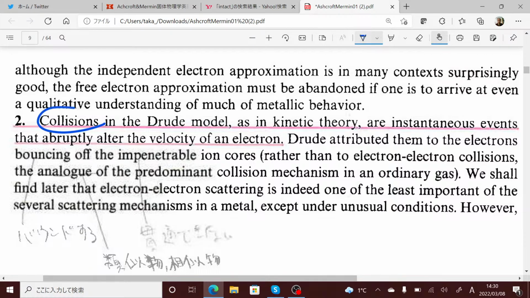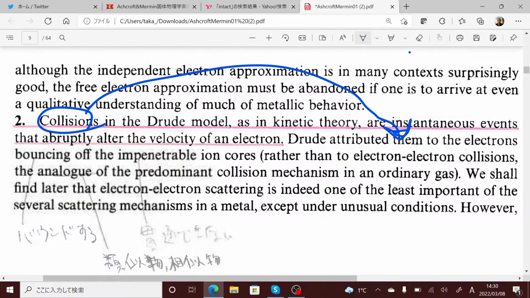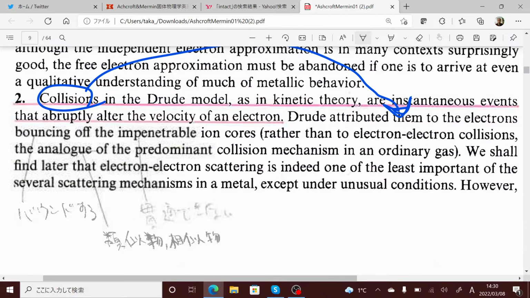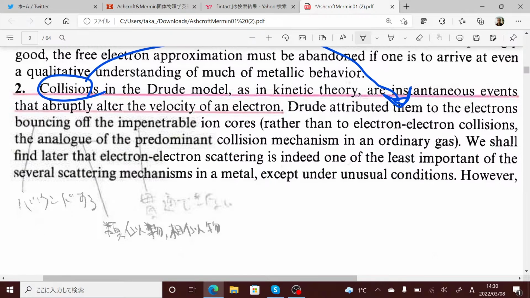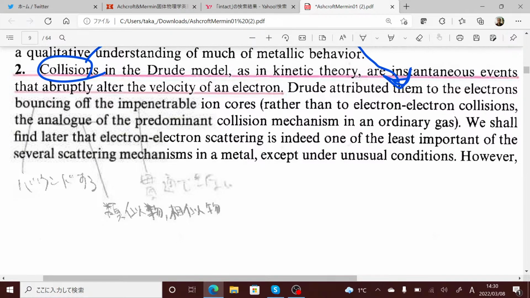Okay. I think this one. Them means collisions. Drude attributed collisions to the electrons bouncing off impenetrable ion cores, rather than electron-electron collisions, the analog of the predominant collision mechanism in an ordinary gas.